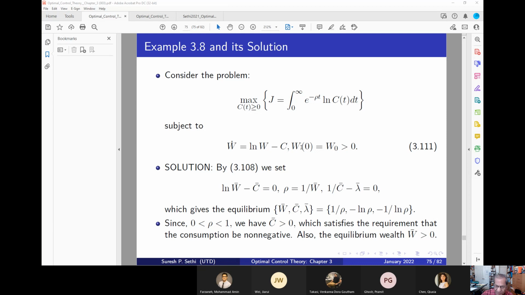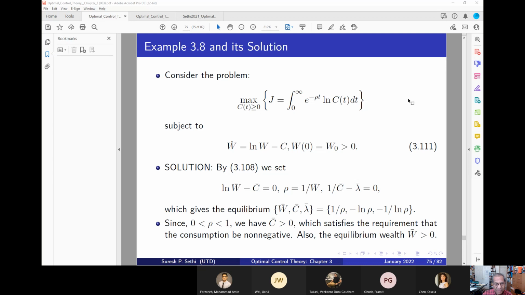Here's a different problem. Now I'm investing the wealth and the production function is log W. Instead of putting the money in the bank and earning interest, I buy a machine with my wealth, and that machine produces output. And log W is a well-known production function in economics. So I just put the production function in there, and my W dot is like this.